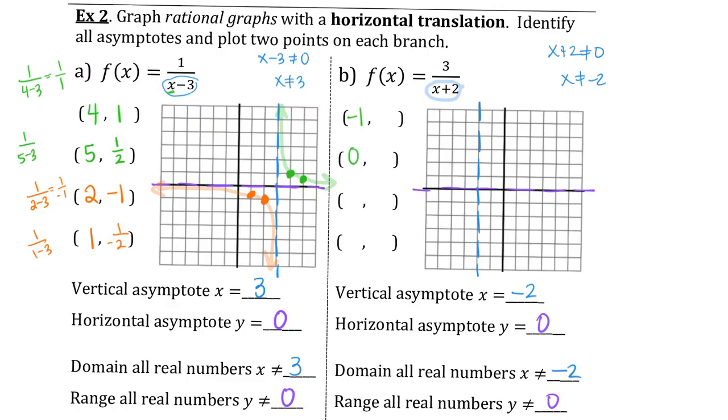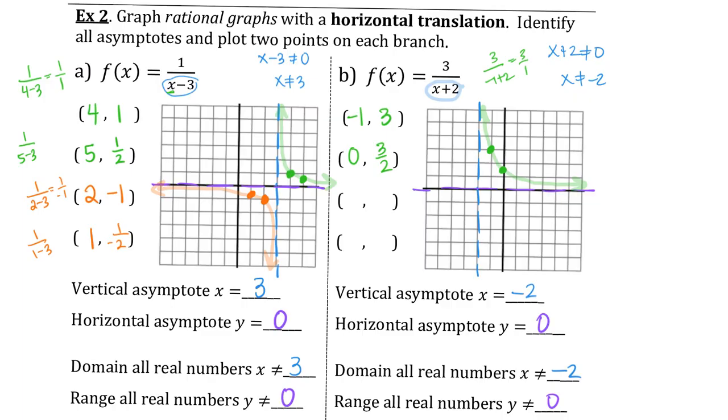Okay, so that's 3 over -1 plus 2. What is that? 3 over 1, which is 3. Okay, how about if I plug in 0? Oh, 3 over 0 plus 2, 3 over 2. Let's try these. -1, 3. 0, 3 divided by 2 is 1.5. Okay, and again, use your asymptotes. It's going to go up here, and it's going to level off down here.